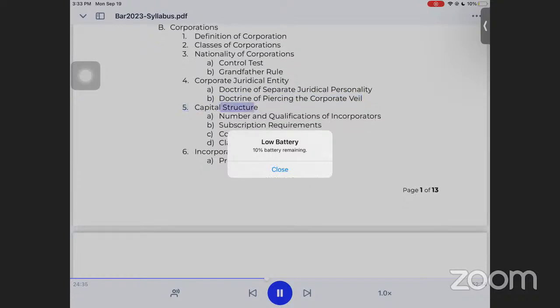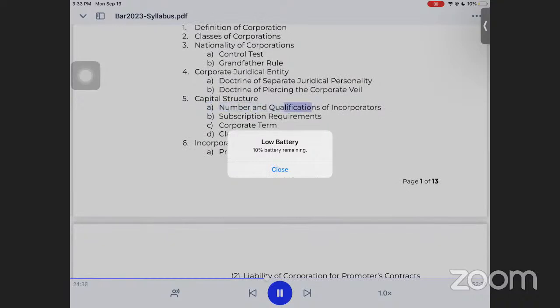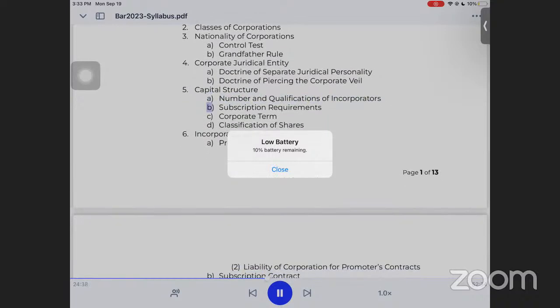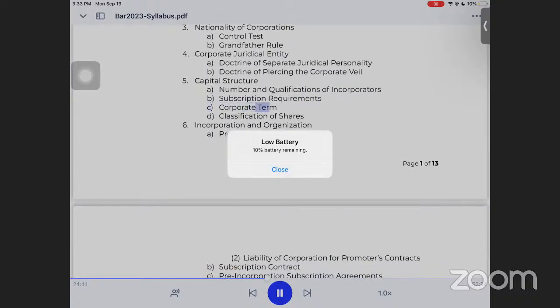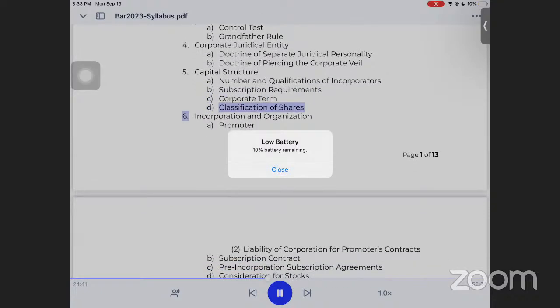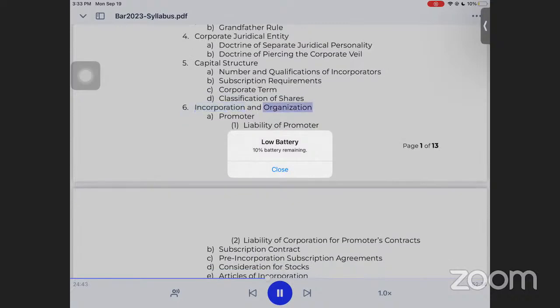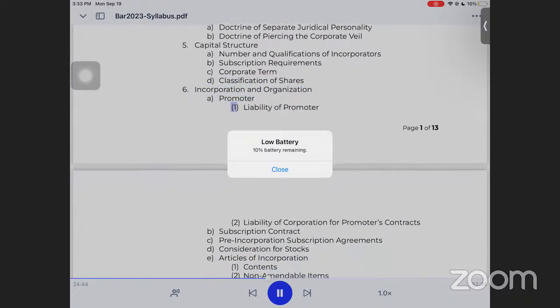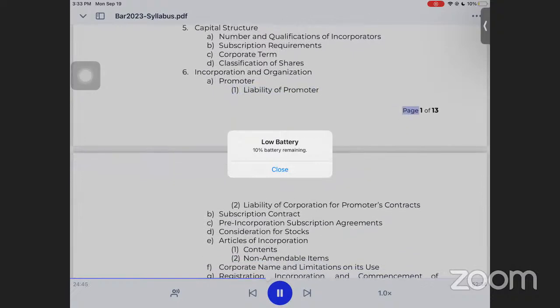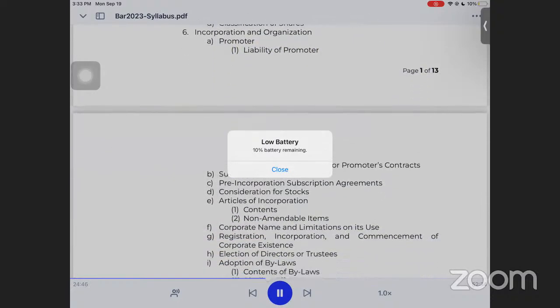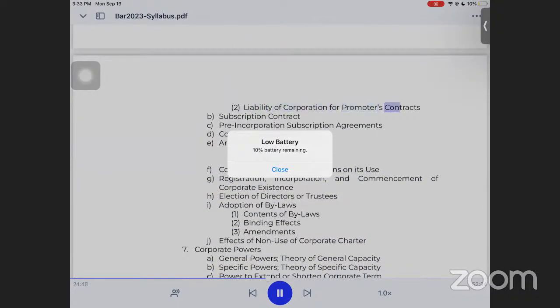5. Capital structure. A. Number and qualifications of incorporators. B. Subscriptions. C. Corporate term. D. Classification of shares. 6. Incorporation and organization. A. Promoter. 1. Liability of promoter. Page 1 of 13. 2. Liability of corporation for promoter's contracts.